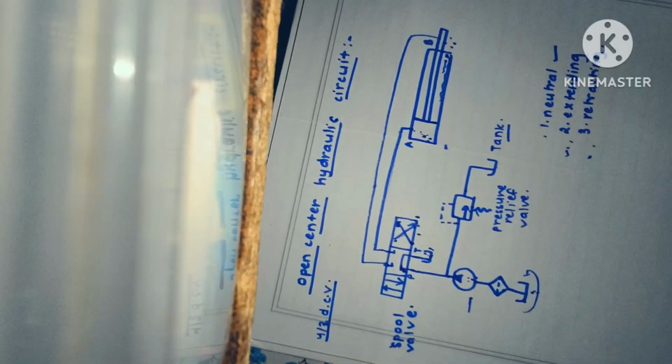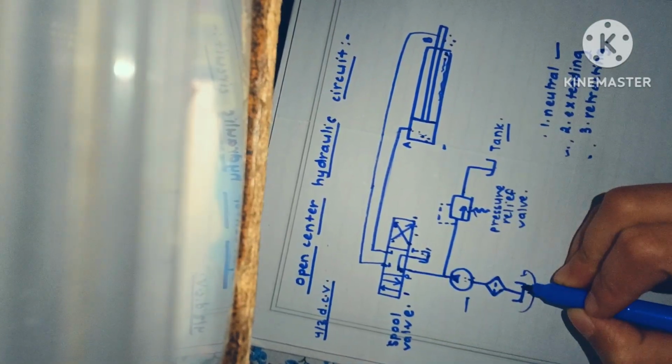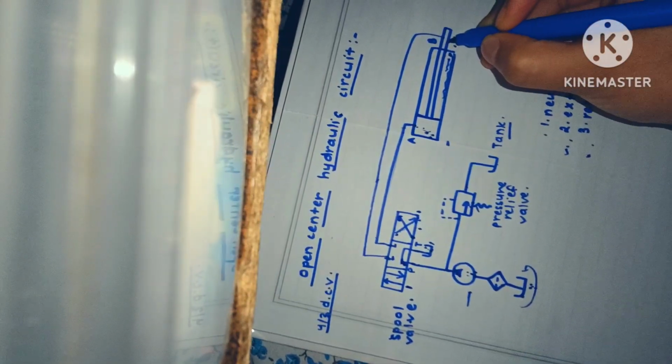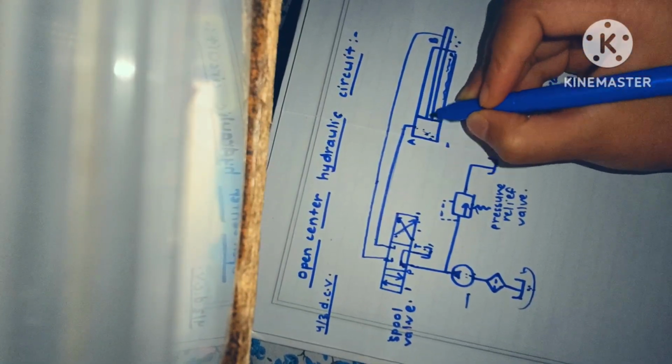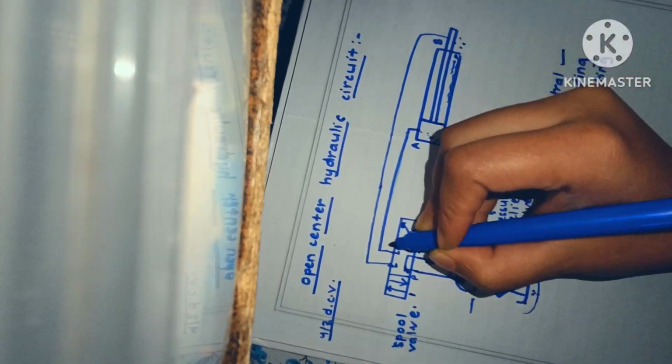And retracting position: in retracting position, the spool valve will move to this side. So fluid moves from the reservoir to the pump to the spool valve, and fluid will go to the retracting side, and it will push the piston to the left side, that is, the piston will be fully retracted, and the fluid will move from the extending chamber to the reservoir.